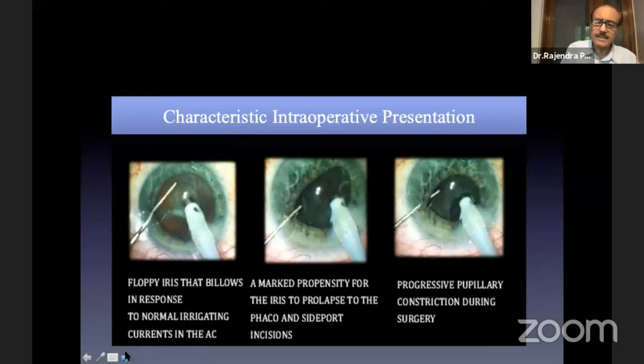The moment you start the irrigation, the iris starts billowing in response to the normal irrigating current in the anterior chamber. That is one. Second, there would be a marked propensity for the iris to prolapse through the phaco as well as the side port incision. So this is the second important feature. And lastly, the progressive pupillary miosis. If you get all these factors, your surgical procedure becomes very difficult.